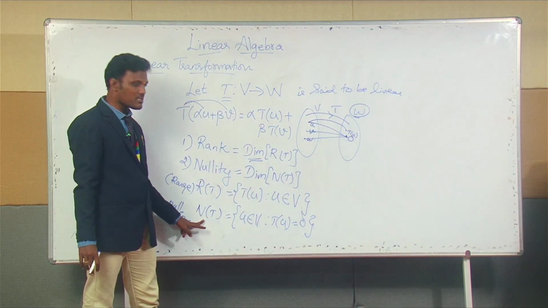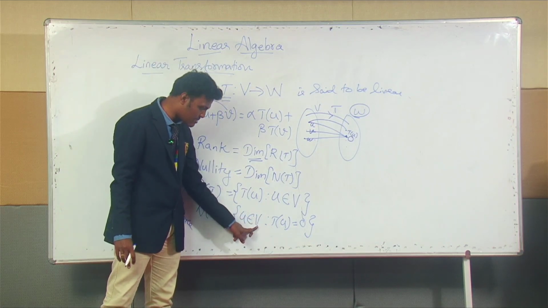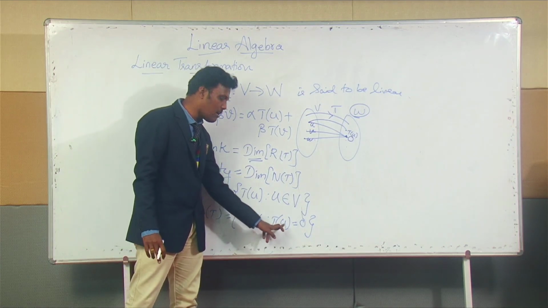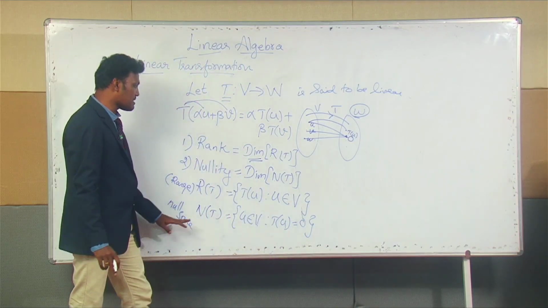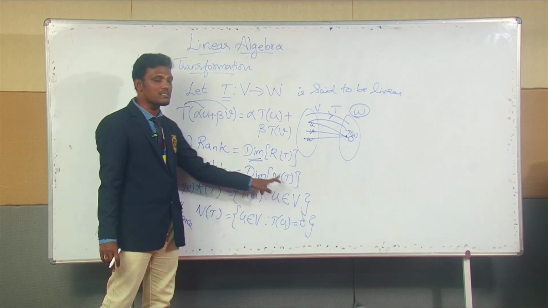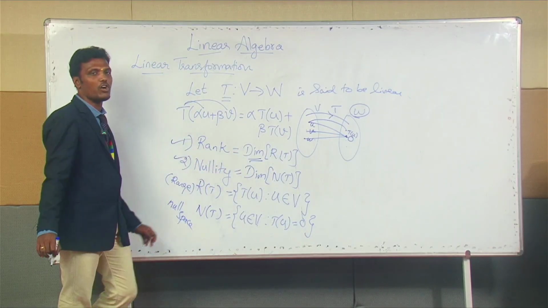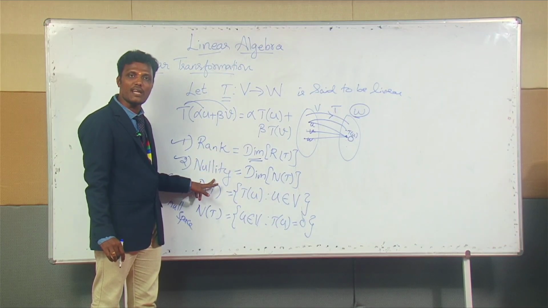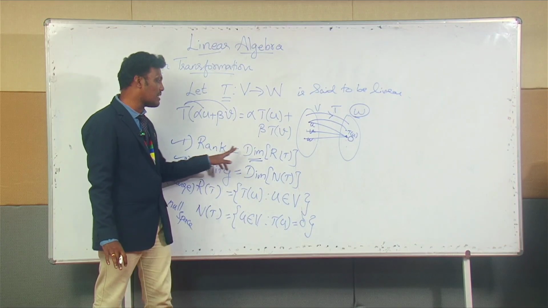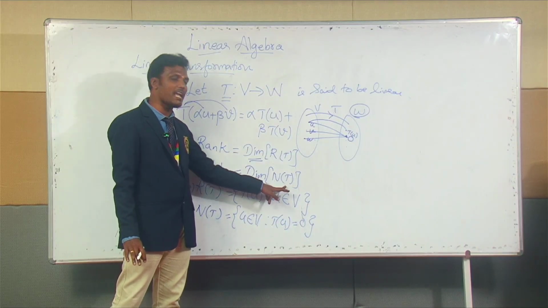So, the null space is the set of all elements from the vector space V such that T of U is mapped to 0. The dimension of the null space is called nullity. These two are very important terminology in linear transformation. Number 1 is rank and number 2 is nullity. Rank is the dimension of R of T. Nullity is the dimension of N of T.